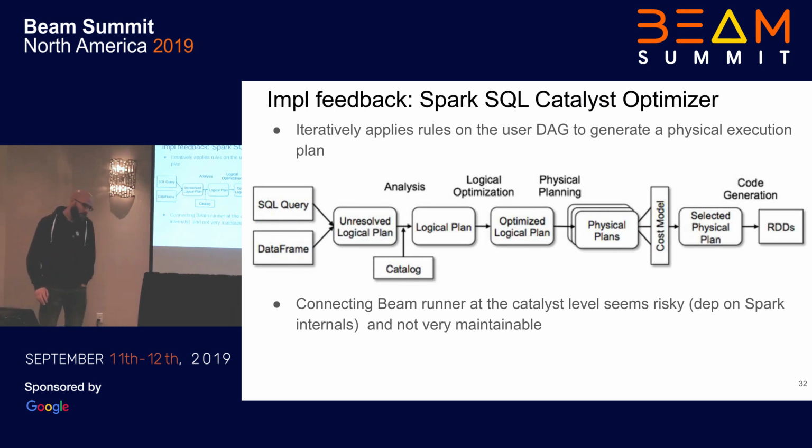Another big complex topic is the Spark SQL Catalyst optimizer. Its job is to iteratively apply rules on logical plans to end up having better performance, end up with physical plans like the SQL database, and this physical plan will be used to execute the pipeline.